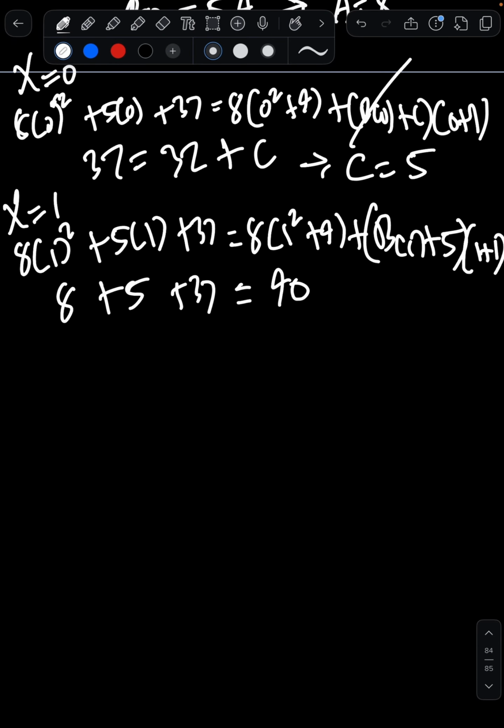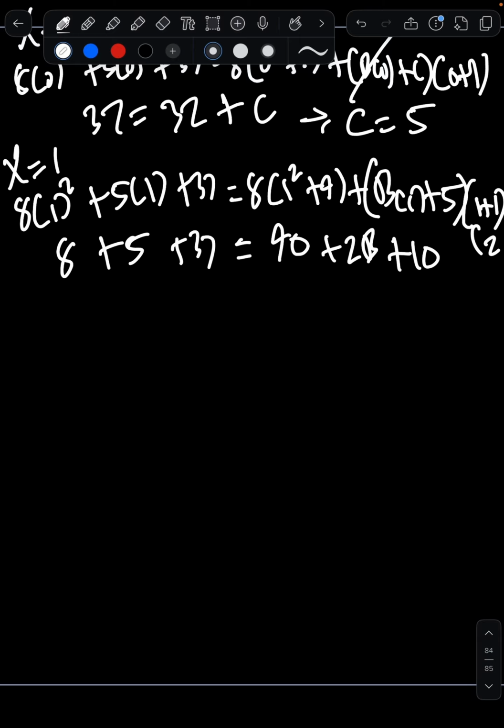Now we have this term over here. We have this b times 1 plus 5 times 1 plus 1. Well, 1 plus 1 is just going to be 2. 2 times b is just going to be plus 2b. And then 5 times 2 is just going to be 10. So we have plus 10.